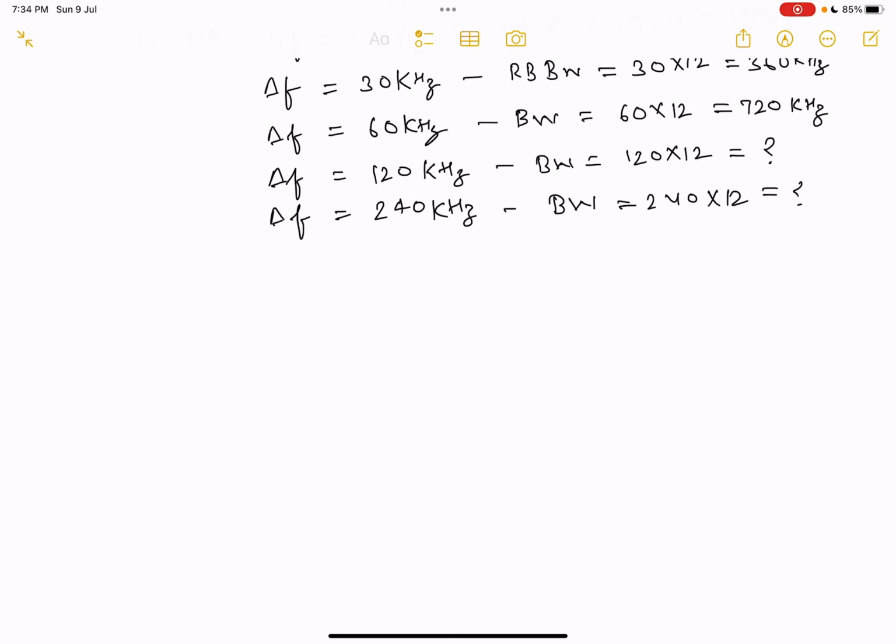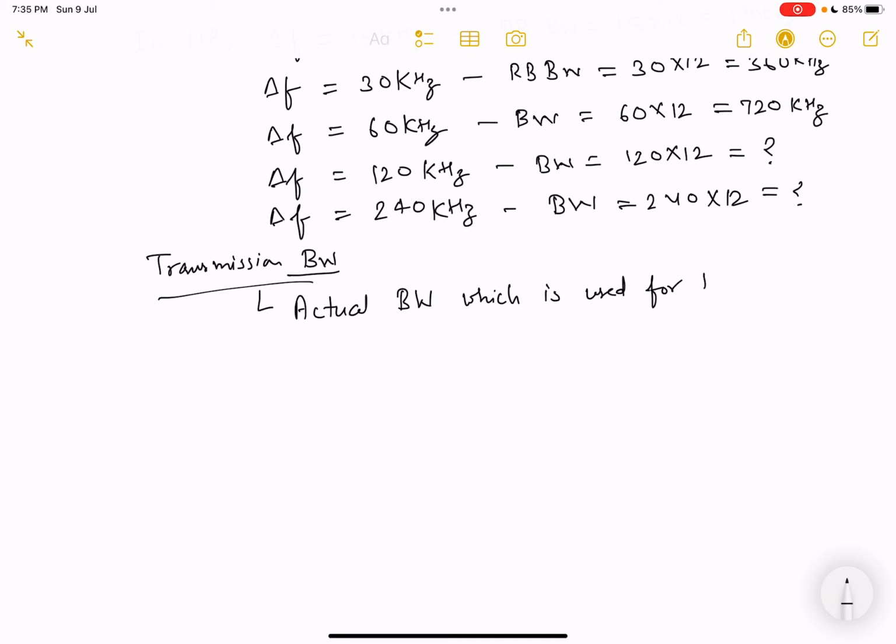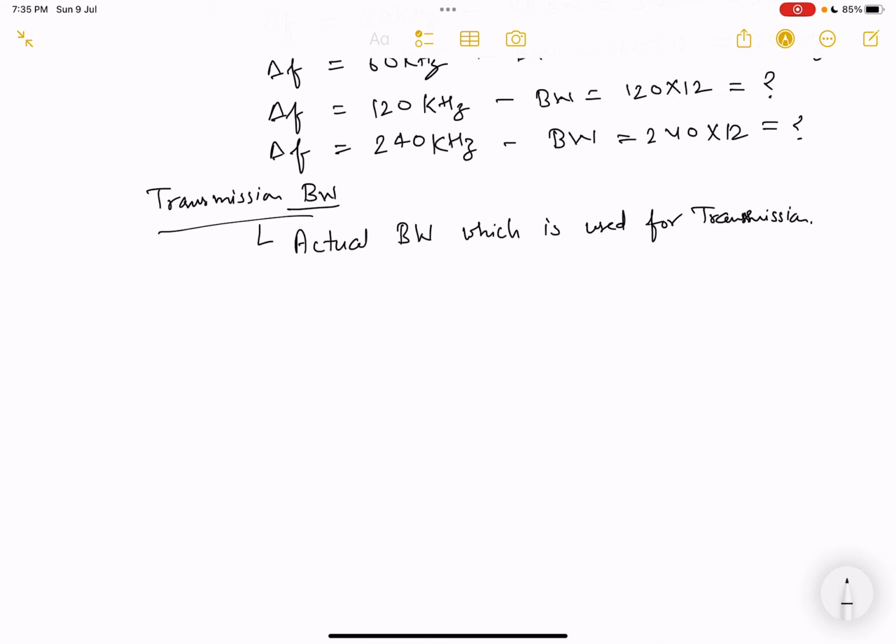So there is one more concept, the transmission bandwidth. Transmission bandwidth means the actual bandwidth which is used for transmission. Actual bandwidth which is used for transmission.